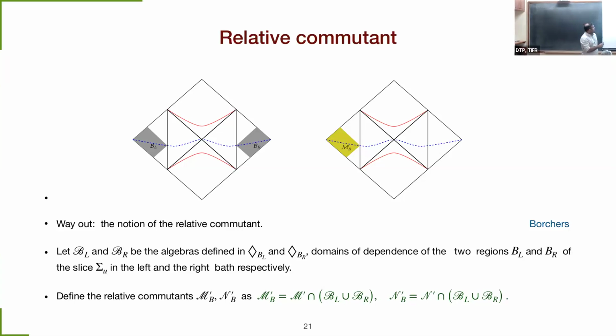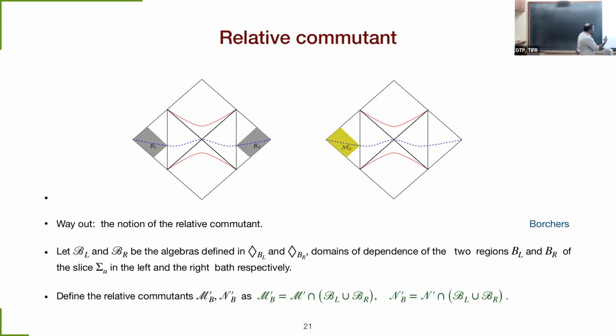You start with a Cauchy slice defined at some time u, and then identify an operator algebra at that time u for the left bath and the right bath. Okay, you take this Cauchy slice and look at the domain of dependence of the bath region. In the right region you have some D_R, and in the left region some D_L, and calligraphic D_R and calligraphic D_L will be the associated algebras. So now you ask for the relative commutant within that bath algebra instead of asking in the full space.